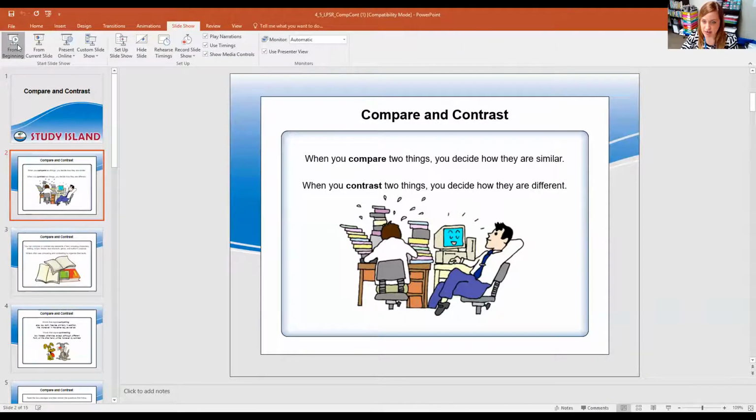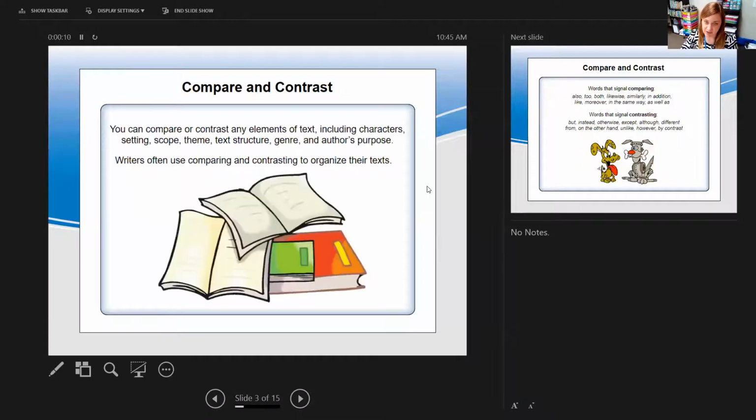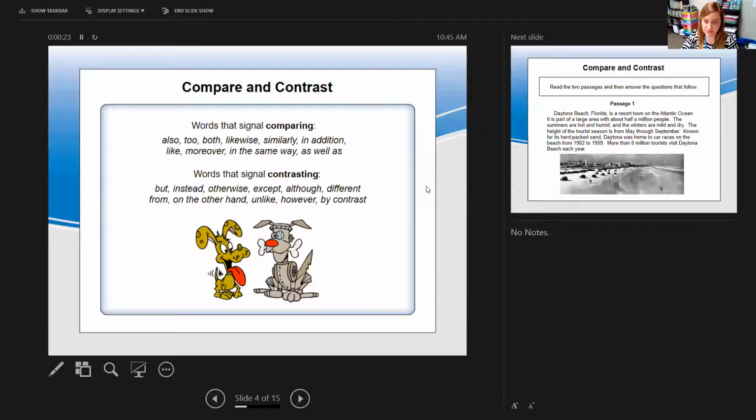Compare and contrast. When you compare two things, you decide how they are similar. When you contrast two things, you decide how they are different. You can compare and contrast any elements of text, including characters, setting, scope, theme, text structure, genre, and author's purpose. Writers often use comparing and contrasting to organize their text.